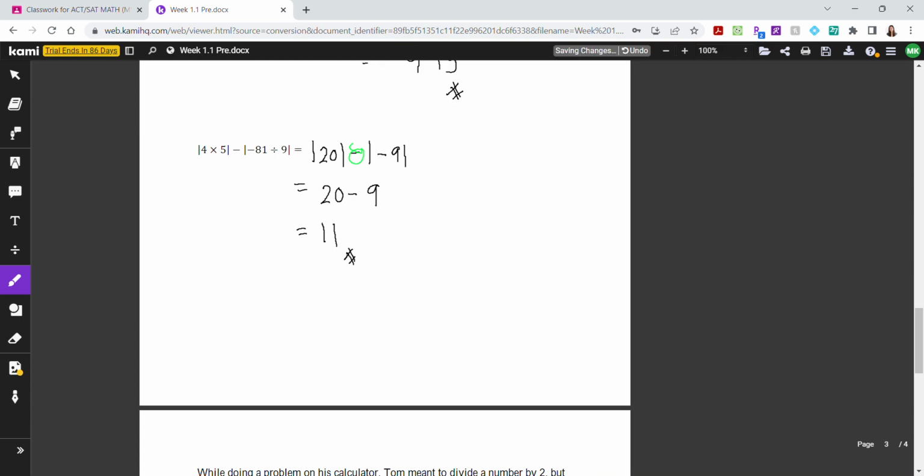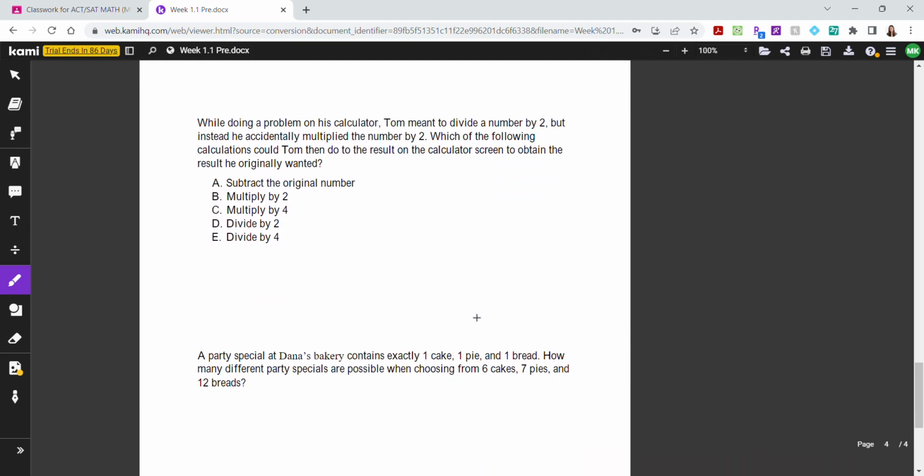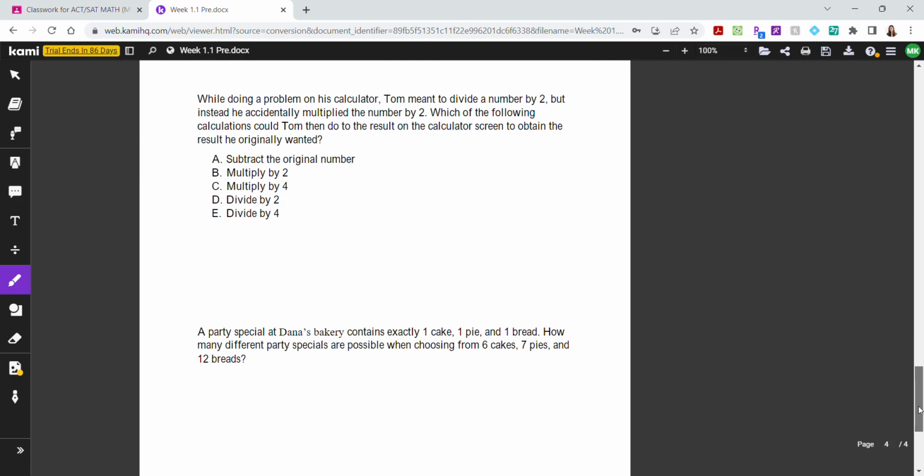All right, if you have any questions about absolute signs, absolute values, again, bring it to the deep dive lesson. All right, now, these ones are more for application. And you will see this more often in the test.